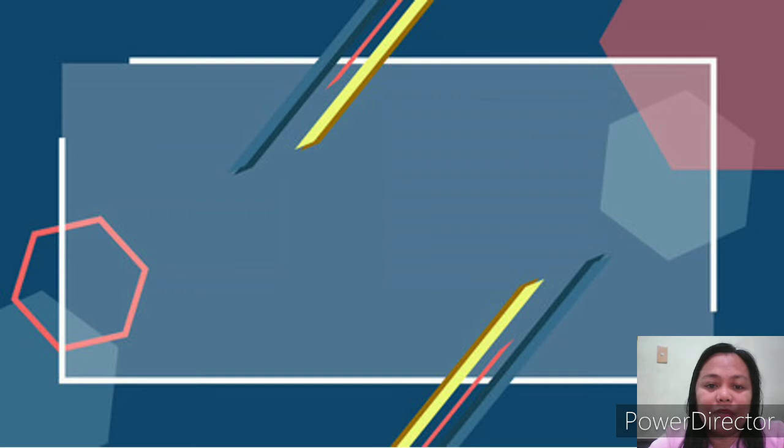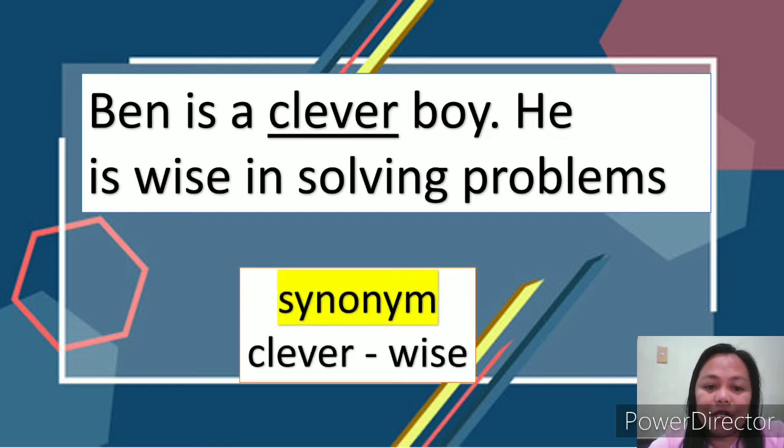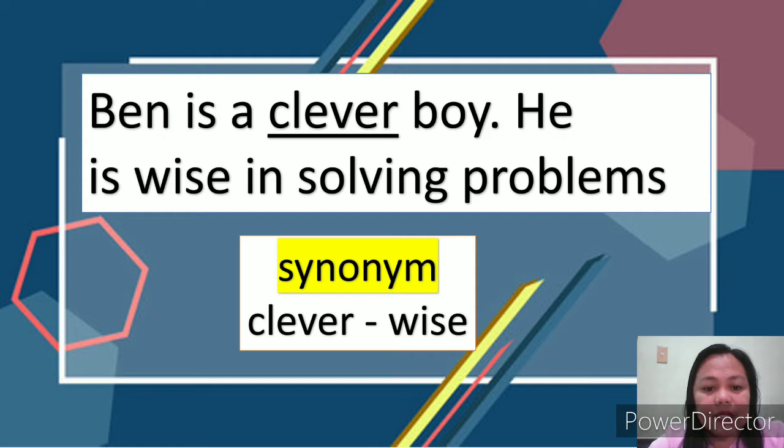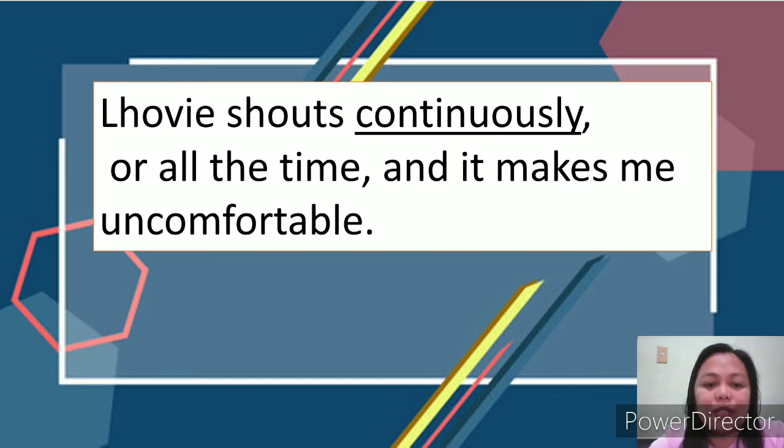So from there, in the sentence, Ben is a clever boy. He is wise in solving problems. You don't know the word clever, or it is an unfamiliar word for you, but there is a clue there so you can understand the meaning of clever. So, wise. The meaning of clever is wise. So that is a clue, a synonym clue. Next, another example.